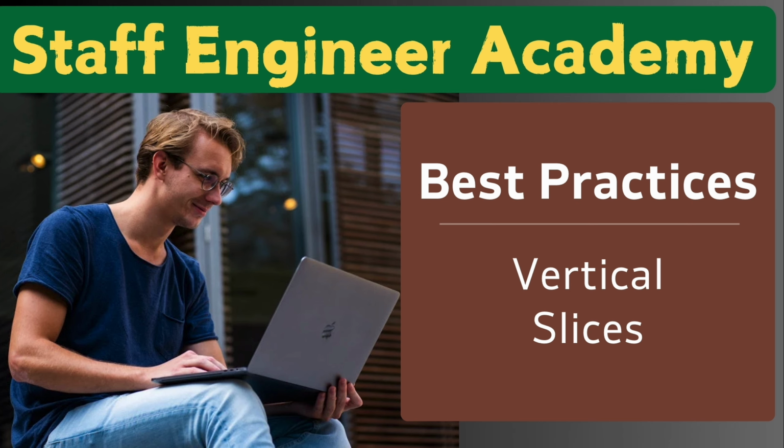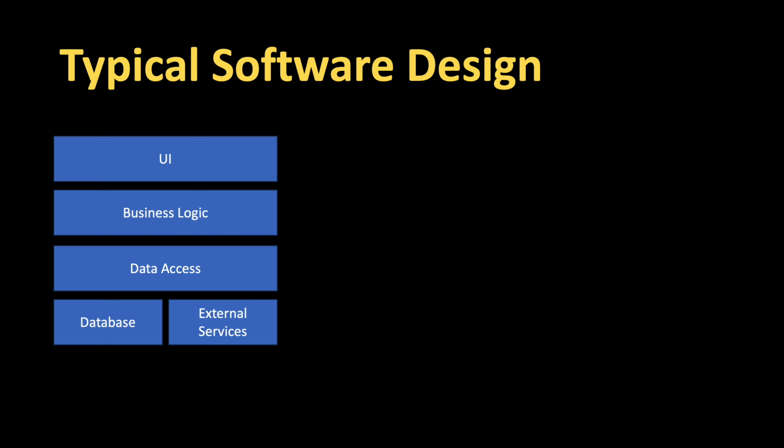In this video, we'll discuss a best practice called vertical slices. So this is a typical software design where you have a layered architecture. Usually you'll have some sort of UI layer on top or presentation layer, some business logic layer in between, and then a data access layer that abstracts your databases and external services. And then the bottommost layer actually makes the network calls to the database or the external service.